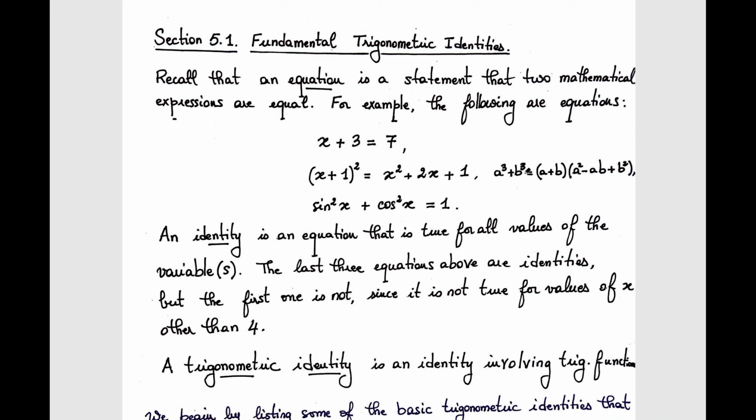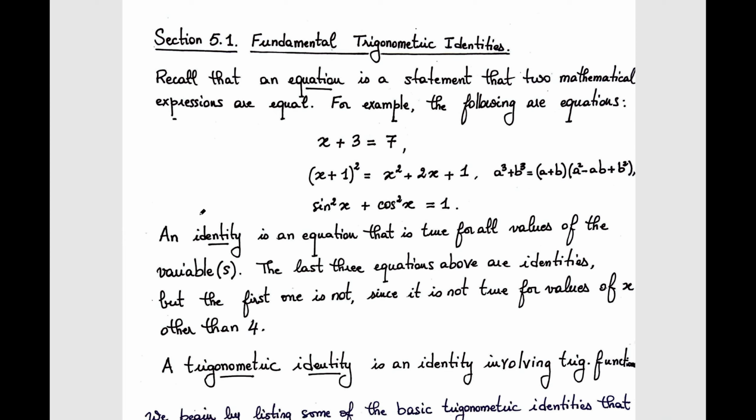a cubed plus b cubed is equal to the product between a plus b and a squared minus ab plus b squared. This is also an equation. And this equation that we've seen many times in this course, sine squared x plus cosine squared x is equal to 1. So all these four are equations.